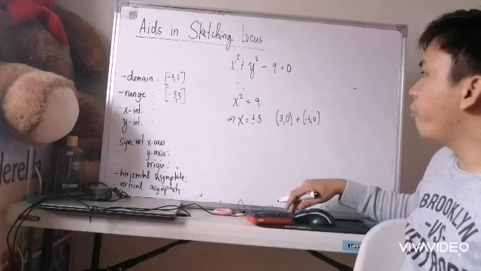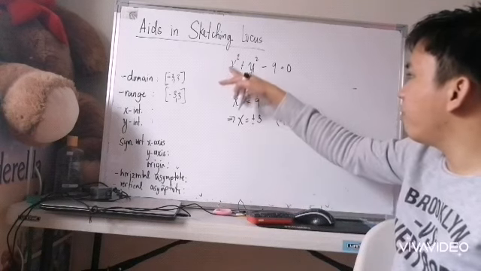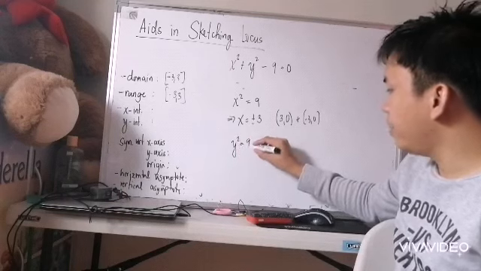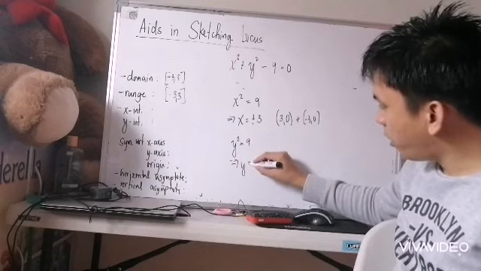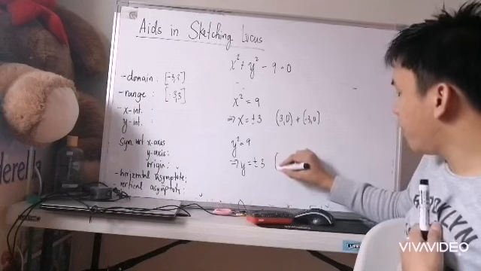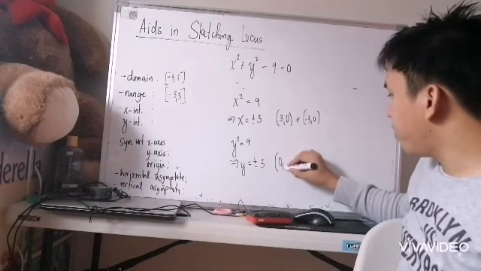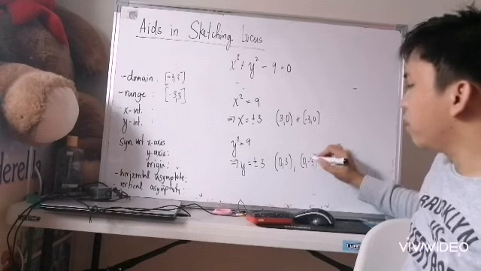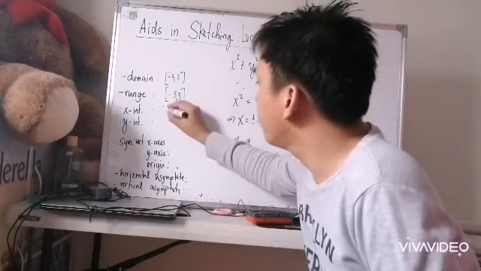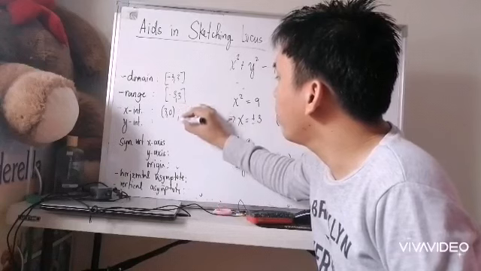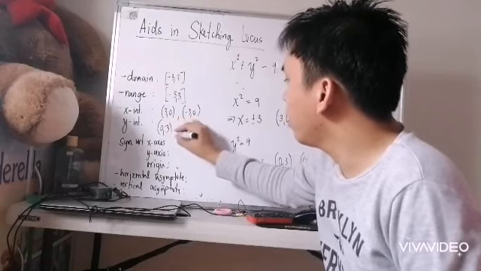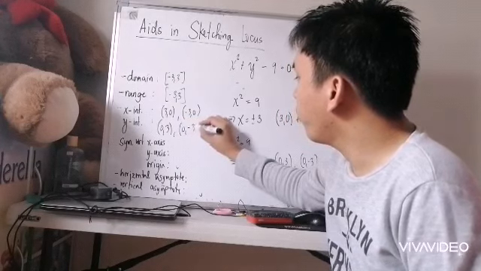So let's check for the y-intercept. Let's assume x becomes 0. So your y squared equals 9, implying y equals plus or minus 3. And so your y-intercepts are (0, 3) and (0, -3). So you'll have (3, 0) and (-3, 0), and this is (0, 3) and (0, -3).